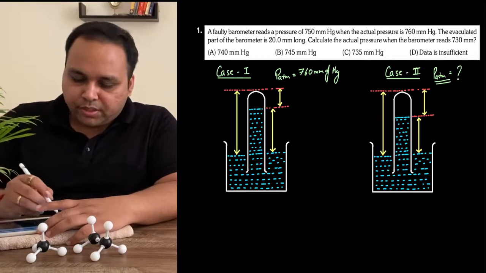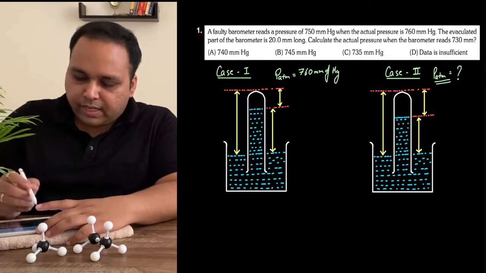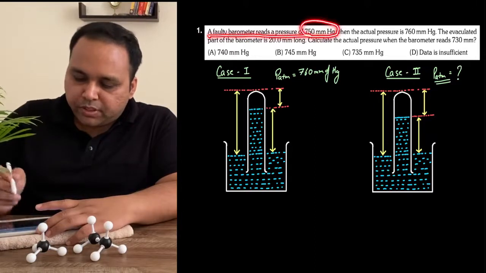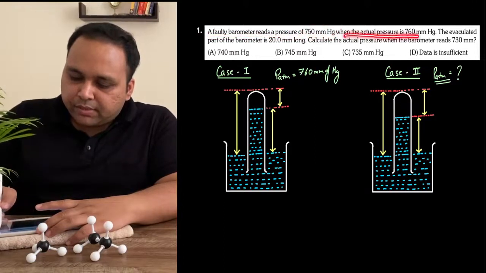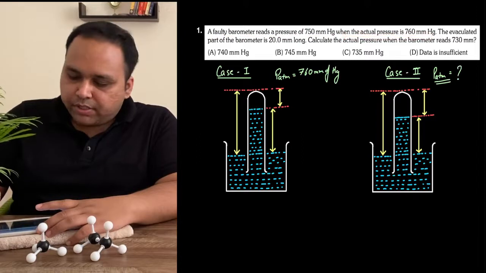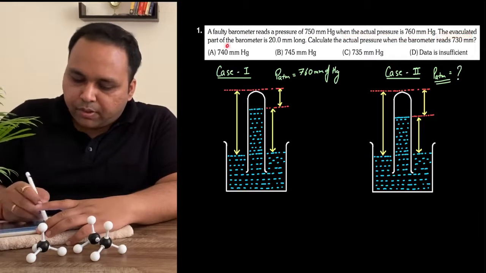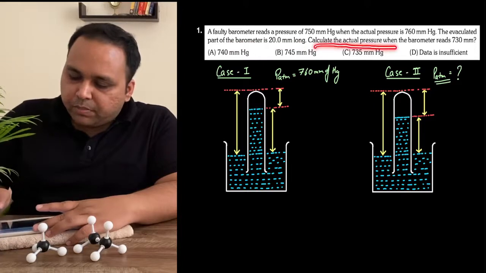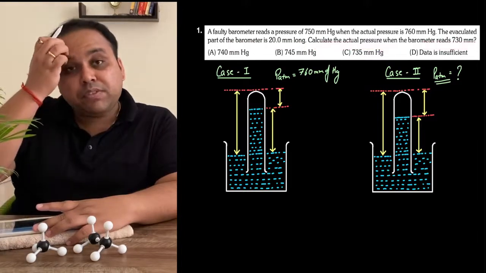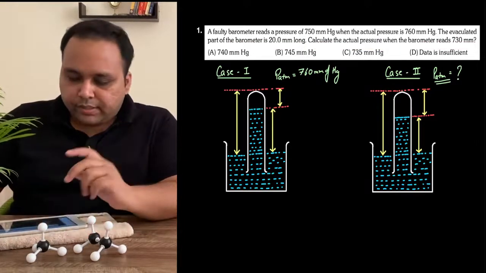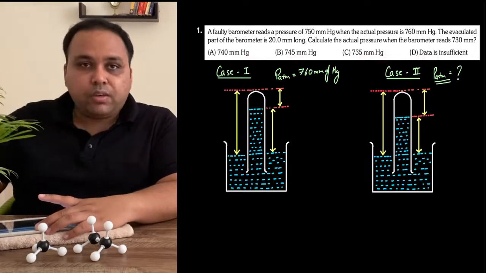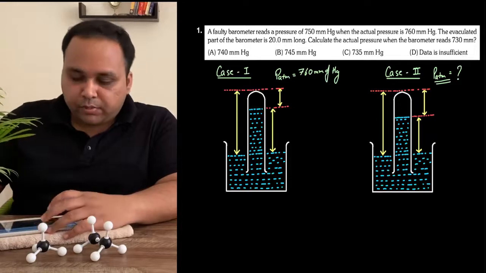As you can see on your screen, this is the first question, which reads as: a faulty barometer reads a pressure of 750 mm of Hg when the actual pressure is 760 millimeters of Hg. The evacuated part of the barometer is 20 millimeters long. Calculate the actual pressure when the barometer reads 730 millimeters of Hg. So we have two cases. Here are four options. Let's try and see how we can make the diagrams for the two.